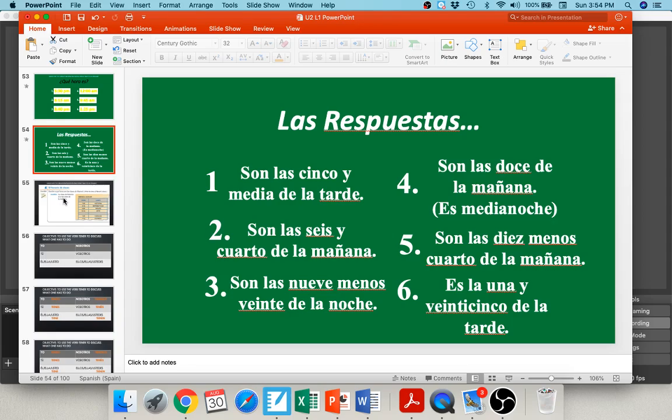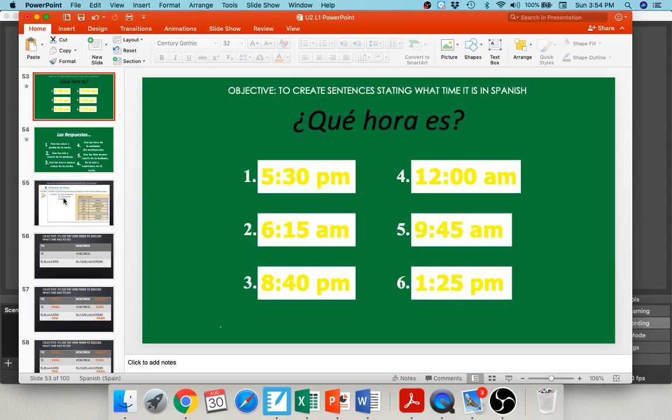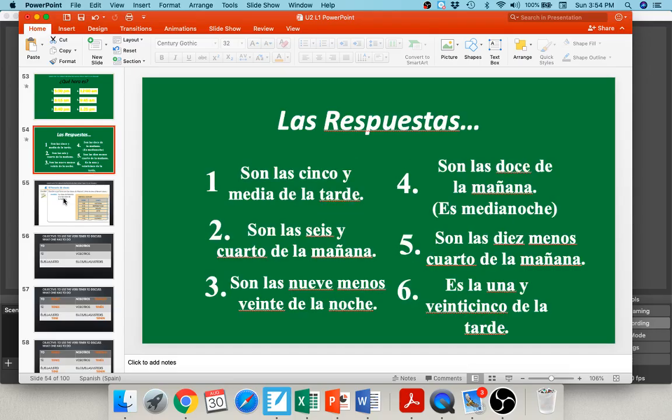Number 5, it says it's 9:45 a.m. Again, we're after the 30-minute mark here, so we should be subtracting. We're going to say it's 10 o'clock minus 15 minutes. It's 10, son las 10, minus, menos, and cuarto, 15. Or you could have said 15 here as well. Son las 10 menos cuarto de la mañana.